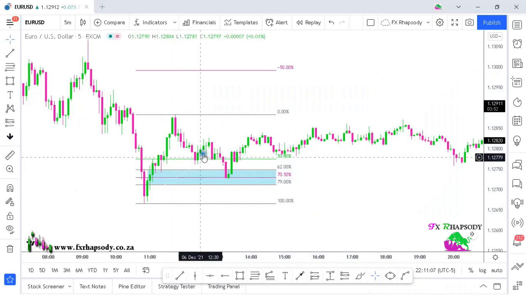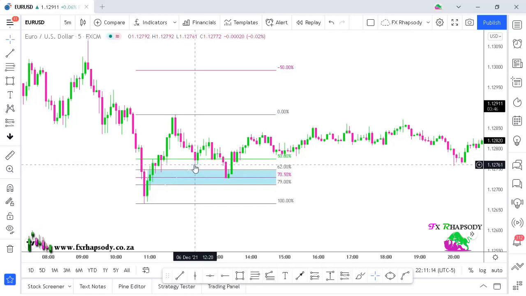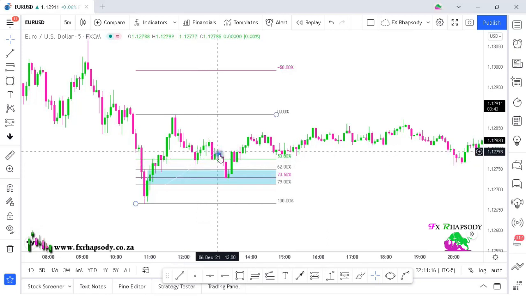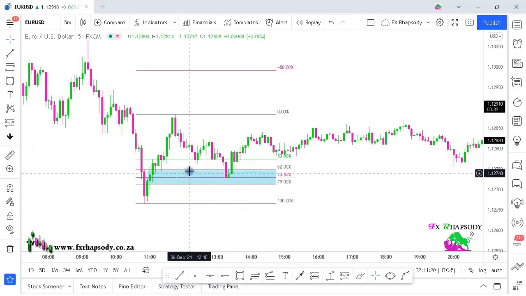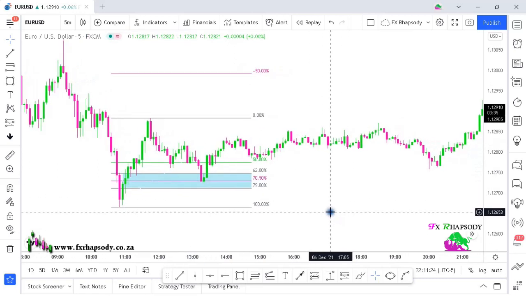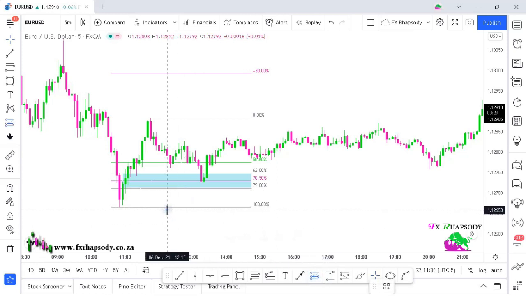Don't place your trade when price comes to the 50%, say, because it's close enough. What happens is price is going to go up a little bit, and boom, it's going to go down again. Wait until price goes into this key area between the 62% and the 79%. Your risk is going to be smaller because what I always do is I place my stop loss just below my 100%.